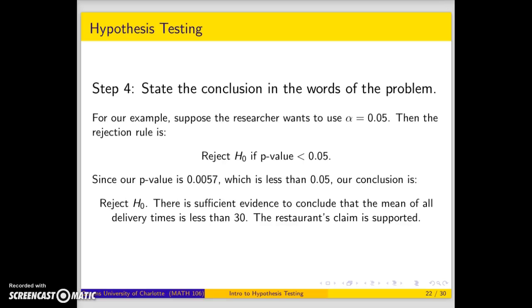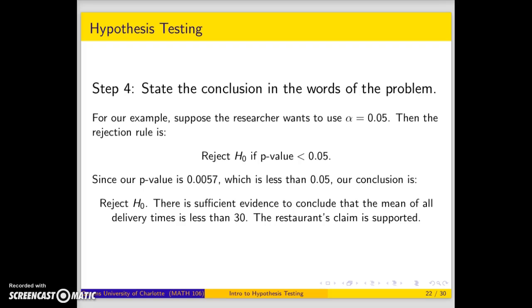Okay, back to the pizza delivery example. Suppose the researcher wants to use alpha equals 0.05. Then the rejection region will be reject H naught if p-value is less than 0.05. Since our p-value is 0.0057, we just found that in the previous slides, this is less than 0.05, so we conclude then that reject H naught, there is sufficient evidence to conclude that the mean of all delivery times is less than 30.